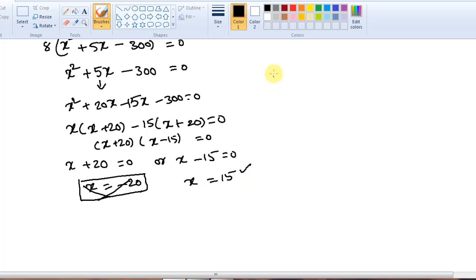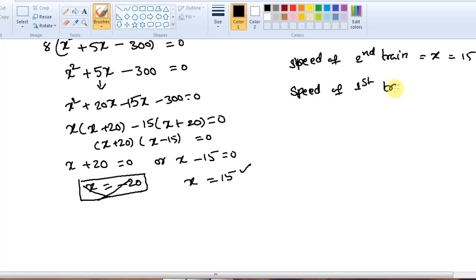So what is the x value? That is 15. If the x value is 15, what is the speed of the first train? Speed of the second train is equal to x is equal to 15. Then the speed of the first train is equal to x plus 5, that is equal to 20 kilometers per hour. These are in kmph. So these are the required values.